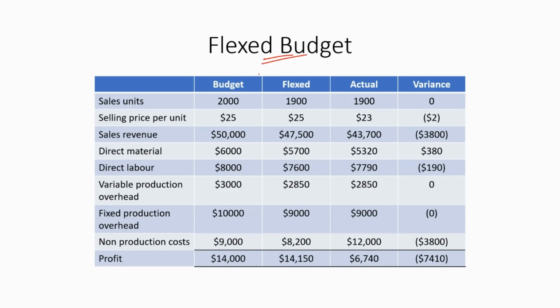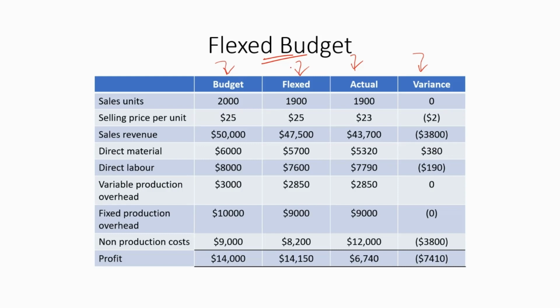Here is an example of a flex budget. This column contains the fixed budget, this column contains the actual figures, and this column contains the variances. Variances are the differences between actual amounts and budgeted amounts. In order to compare the actual and budgeted amounts, we need to prepare a flex budget. This column contains the flex budget for this example.